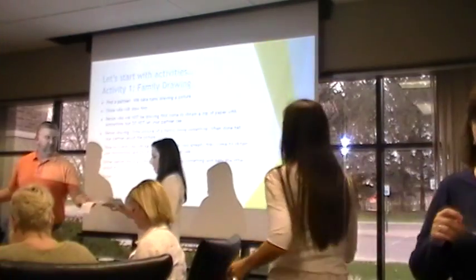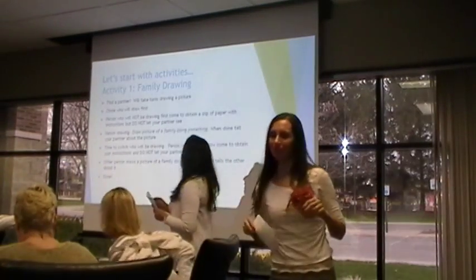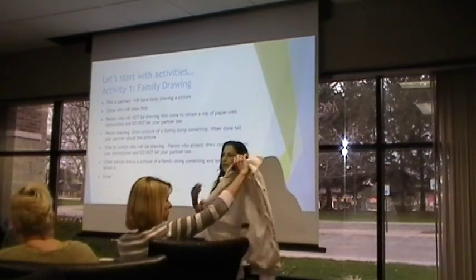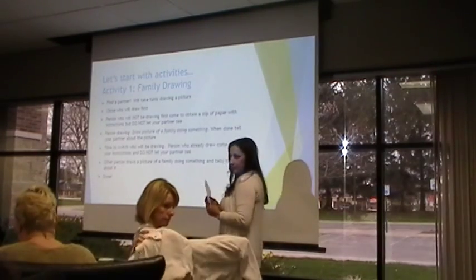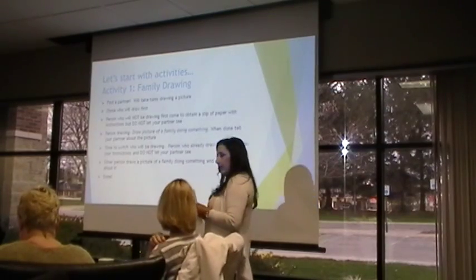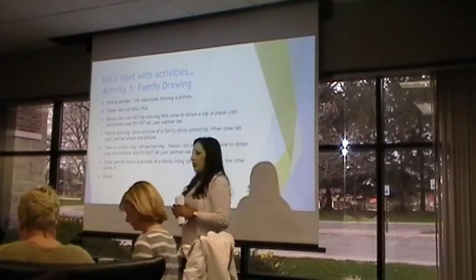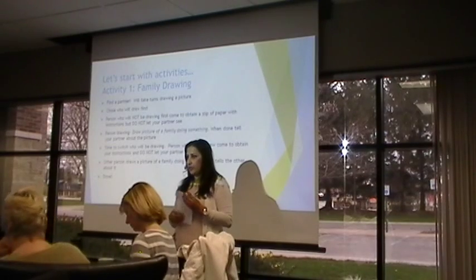What the drawer is going to be doing is, let your partner see that person drawing. I want you to draw a picture of a family doing something. It can be your family, it can be someone else's family, it can be a made-up family. Draw a picture of a family doing something. And then when you're done, I just want you to tell your partner about the picture. The other person observing, read that sheet, know what you're supposed to be doing, and then let's go.